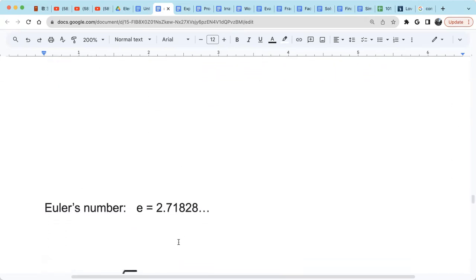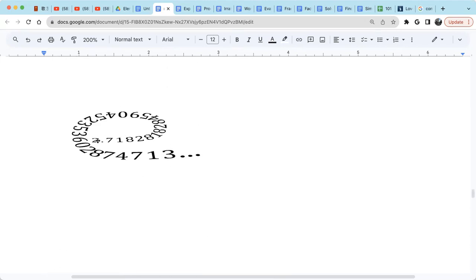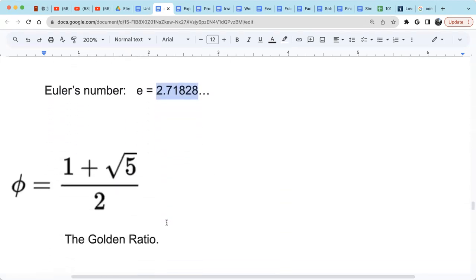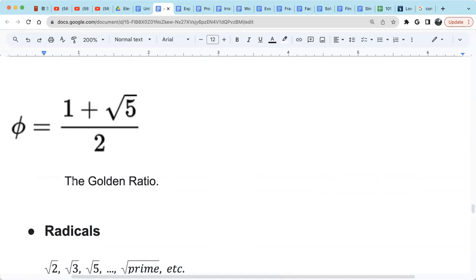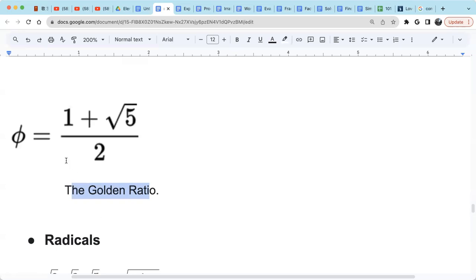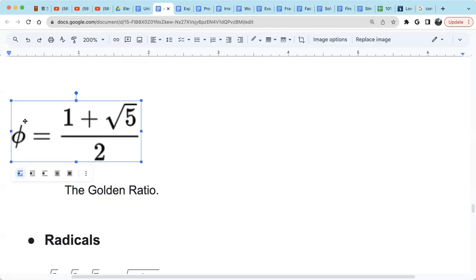The famous Euler number. We use e to represent it, which equals 2.71828, and it keeps going on. So this is an interesting number, 2.71828, and it keeps going. The golden ratio, right? It's like a perfect proportion of things. We use the Greek letter phi to represent it. It is (1 plus square root of 5) over 2.